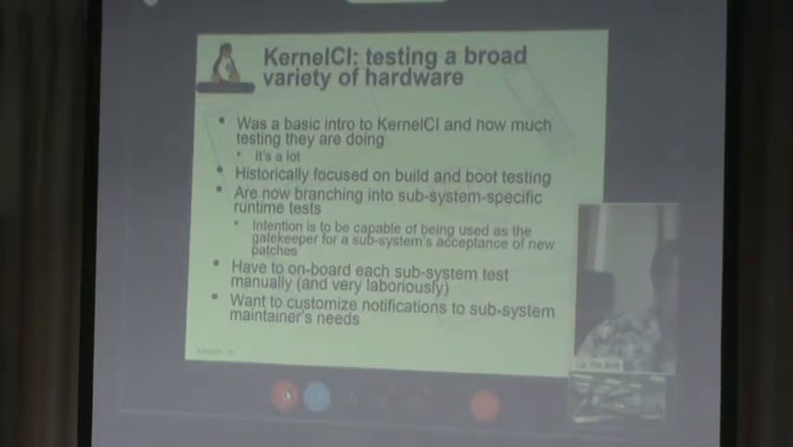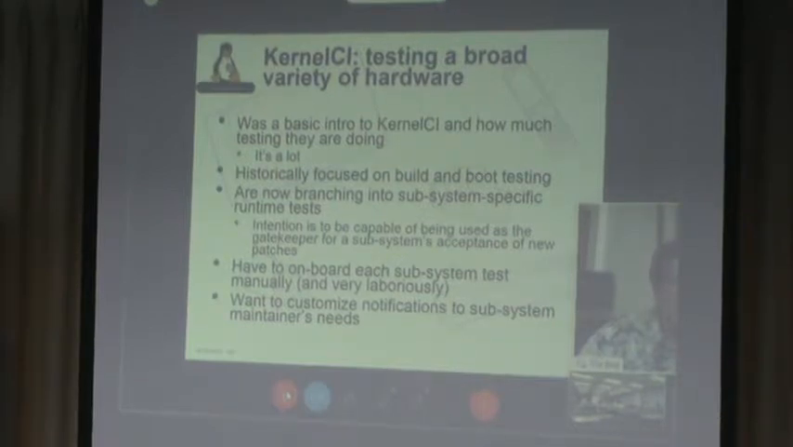Historically, they were only focused on boot testing. The whole idea of kernel CI was to make sure that ARM boards could still boot every kernel release. And it was surprising how many failed to boot. So now that they've got that testing down and it's working pretty well, they decided to branch into subsystem-specific runtime tests.